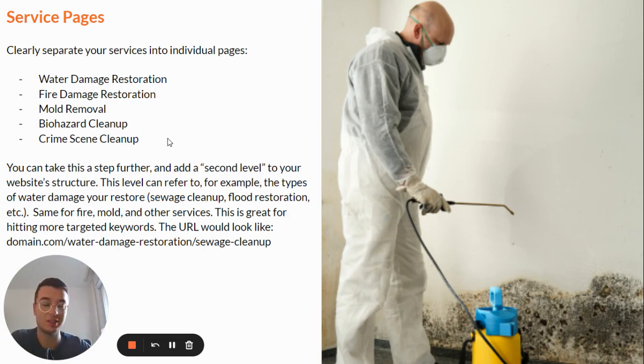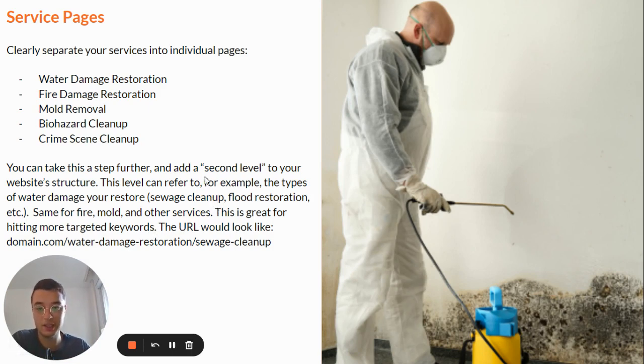You can take this a step further and add a second level to your website structure. This level can refer to, for example, the types of water damage you restore. So it can be sewage, flood, and others. Same for fire, mold, and other services. This is great for hitting more targeted keywords. The URL would look like domain.com/water-damage-restoration/sewage-cleanup, so a slash in between.